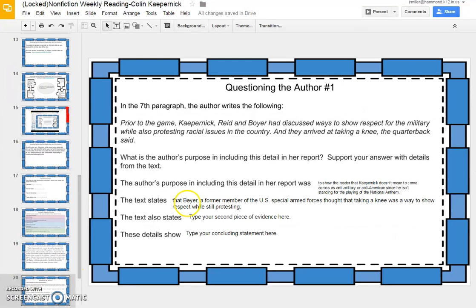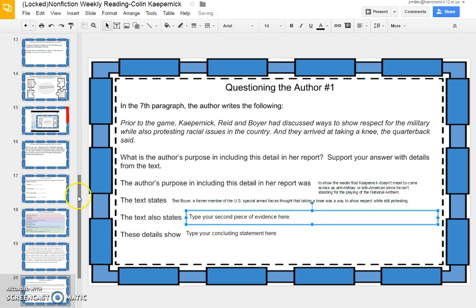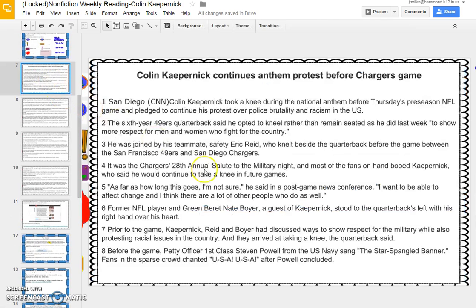So here I have my first piece of evidence to back up what I had inferred up here. So the text states that Boyer, a former member of the U.S. Special Armed Forces, thought that taking a knee was a way to show respect while still protesting. And of course, I got my information from the passage. I just paraphrased the information that was here. Okay? Now I need to find a second piece of evidence to support the inference that I made when responding to the question.